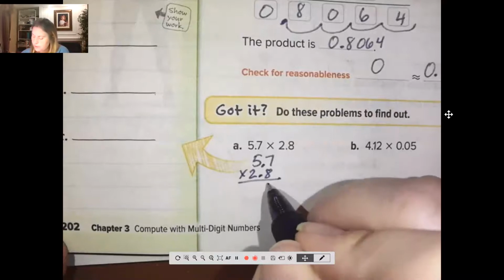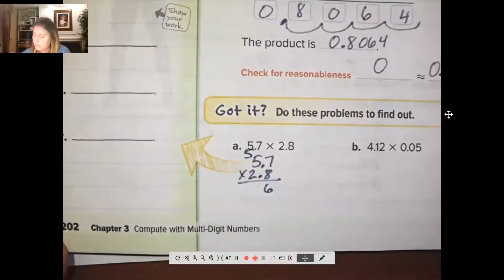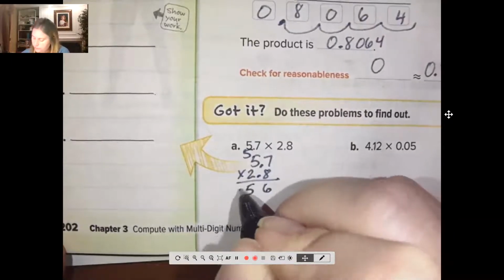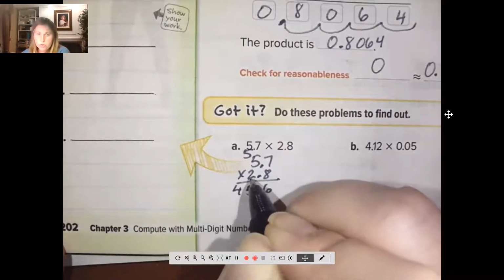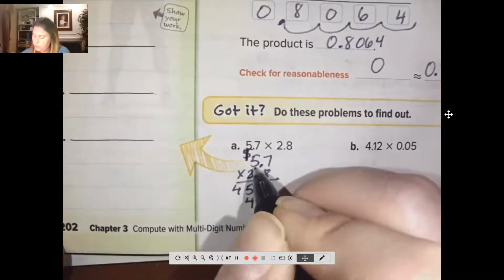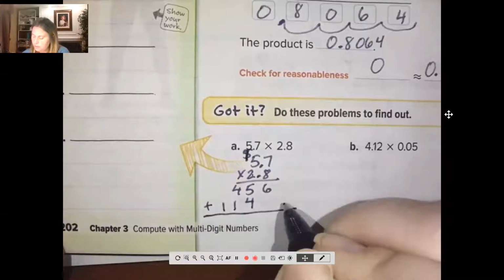7 times 8 is 56. Write the 6. Carry the 5. 8 times 5 is 40. Plus the 5 we carried is 45. Now I move over to the 2, which means I'm writing underneath the 2. So 2 times 7 is 14. Write the 4, carry a 1. 2 times 5 is 10, plus the 1 we carried is 11. And then we add these up.